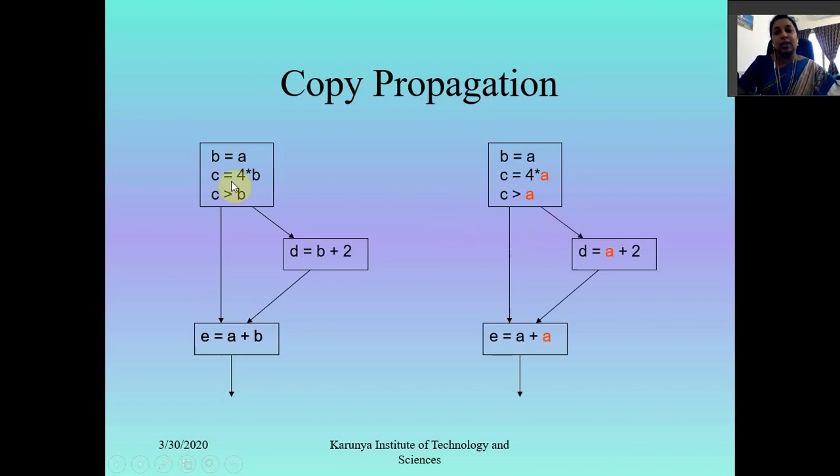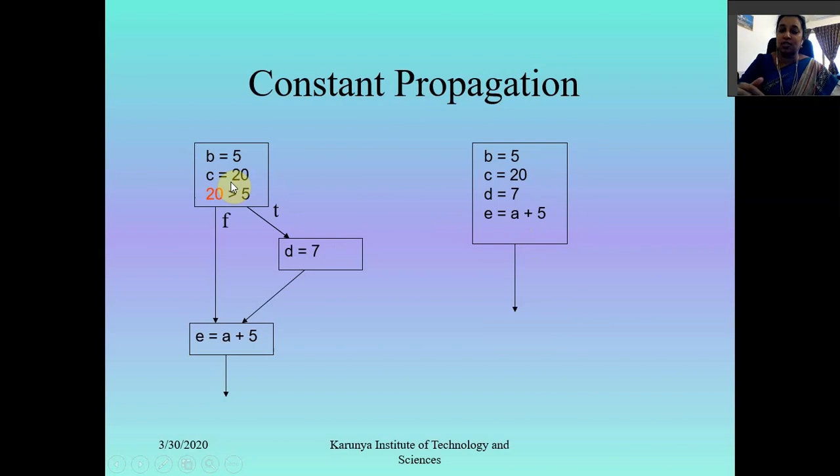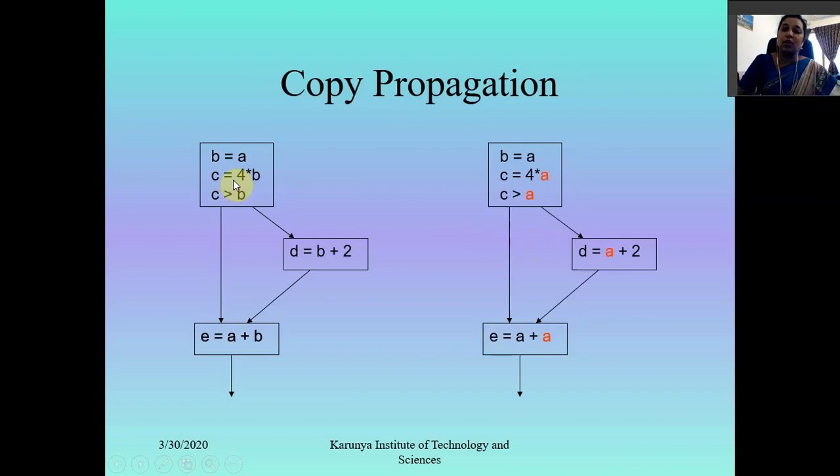Now, there is another one, copy propagation. This was constant propagation. Now, I do a copy propagation. Where do I do a copy propagation? When we have statements like x is equal to y and so on, we do a copy propagation. Here it is b is equal to a. So, wherever I have b, I can replace it with a. And that is what I do here. By replacing it with a, I can remove the value of b if b is not assigned in any further cases. So, this is what you call copy propagation.